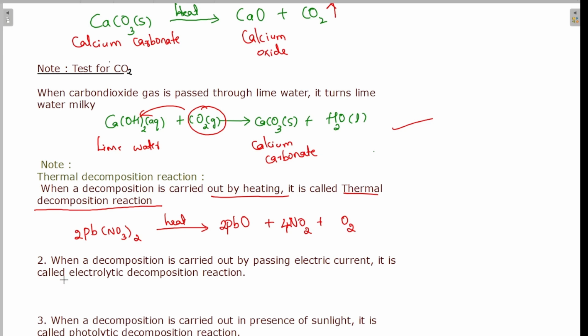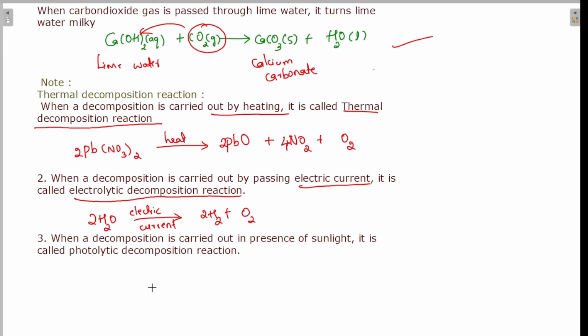And it is also possible that the decomposition reaction takes place by passing an electric current. Then we call such a decomposition reaction an electrolytic decomposition reaction. Let me give the example for that: electrolysis of water, with electric current. We will study this reaction with the help of activities in this session.